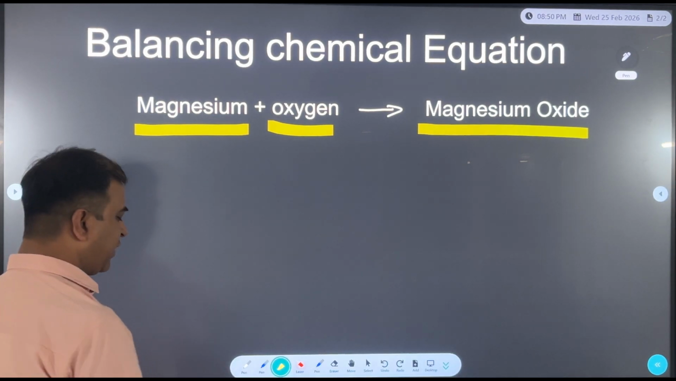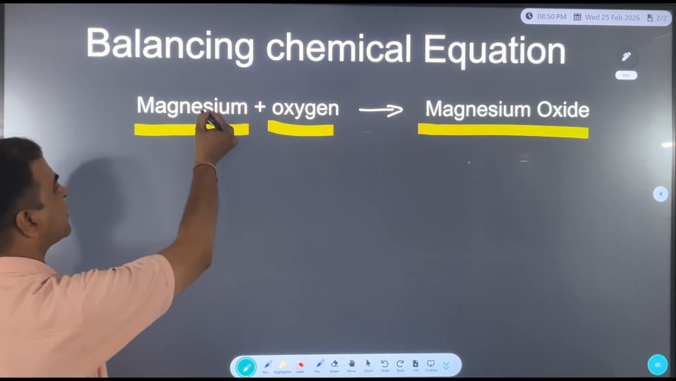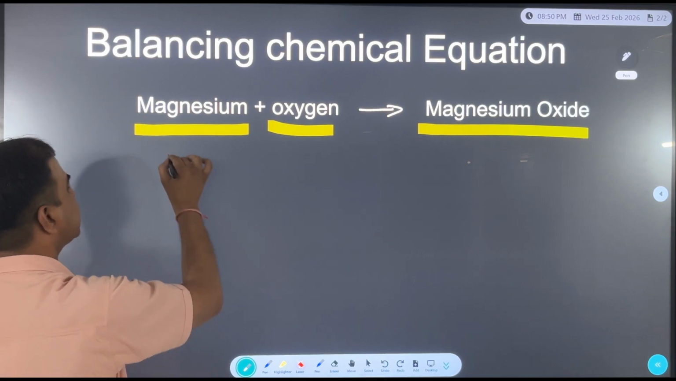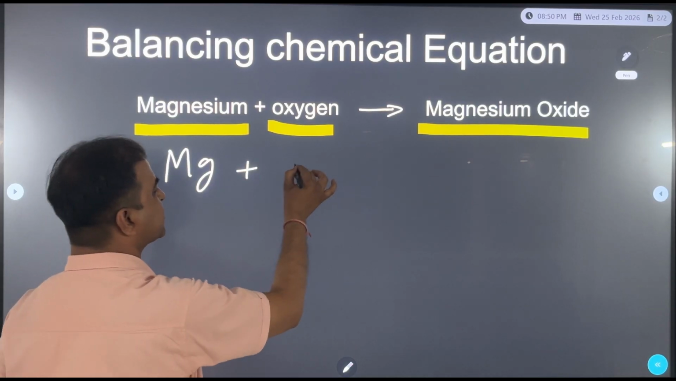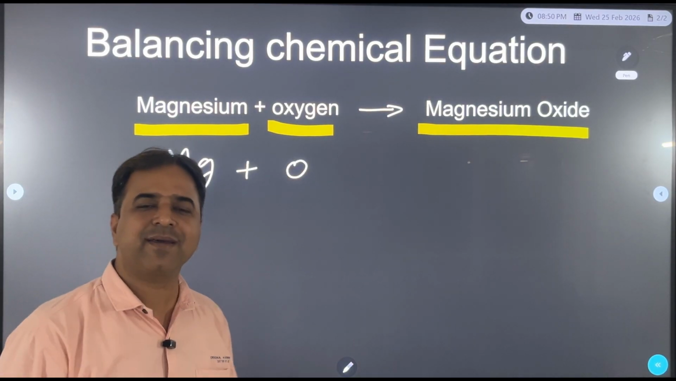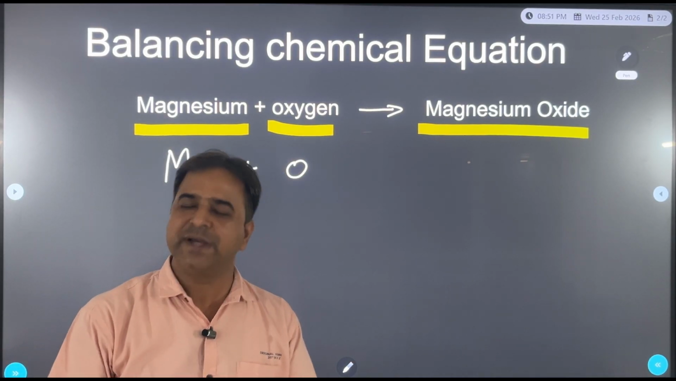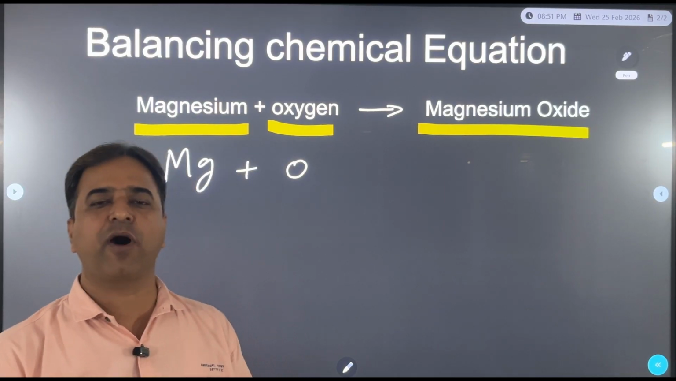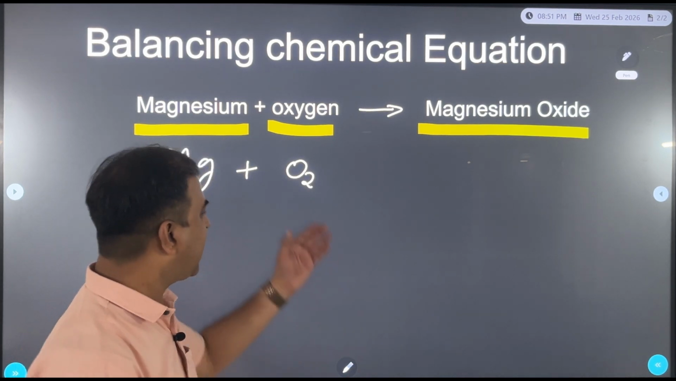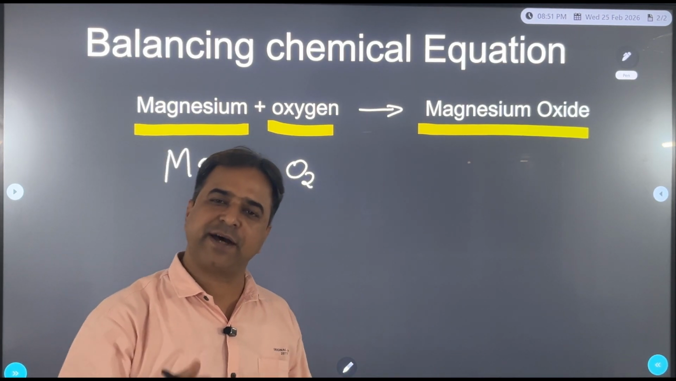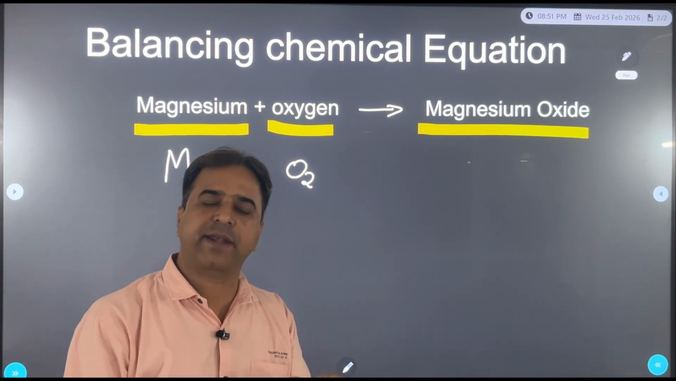Okay. So now let us understand how symbolically we can write it. You know that the symbol for magnesium is going to be Mg. For oxygen it is going to be O, but oxygen being non-metal, it cannot exist in monoatomic form. So in air it is available in the form of oxygen molecule. So we will write O2. How is O2 formed? That we have already done in covalent bond formation. It is forming a covalent bond between two atoms of oxygen.